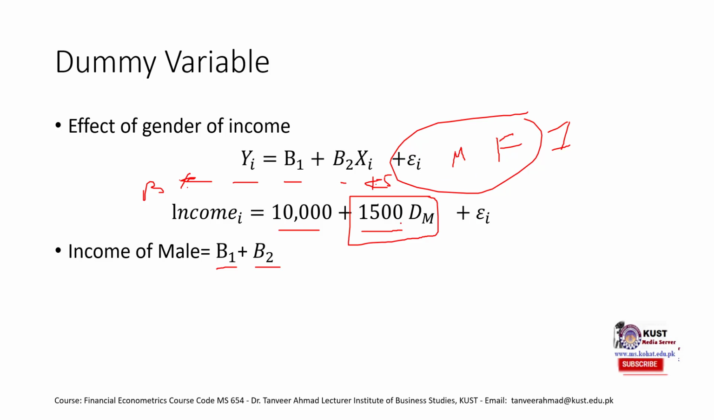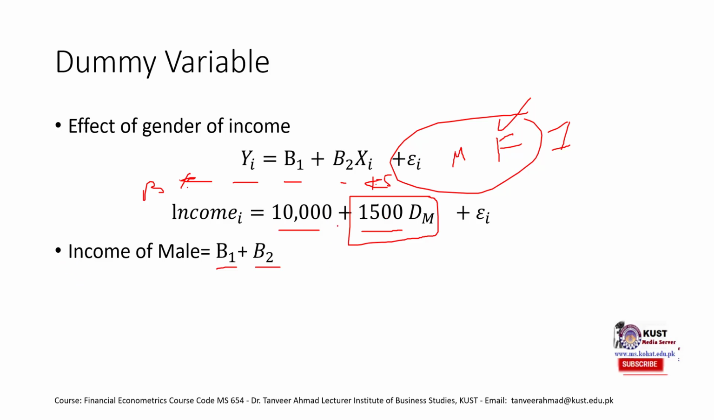When we have three categories, we would have two dummy variables, right? So this interpretation would be with respect to the base category, the base category in this case being the female. So again, we interpreted it with respect to the base category. The salary is 1500 rupees higher than the base category, which is the female.